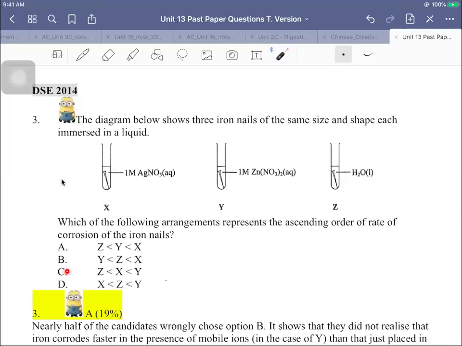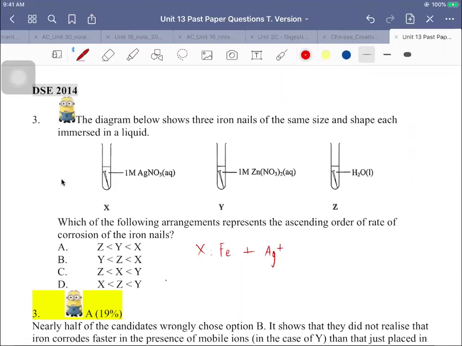Then how do we decide, is it A or C? We just need to compare these two. Okay, so let's take a look at what's going to happen. Both of them are ionic compounds, so they will provide mobile ions. But take a look at X: when we put iron in it, we're actually putting iron into a solution that contains silver ions.